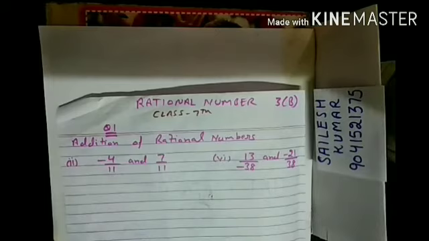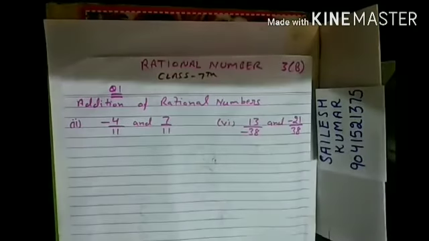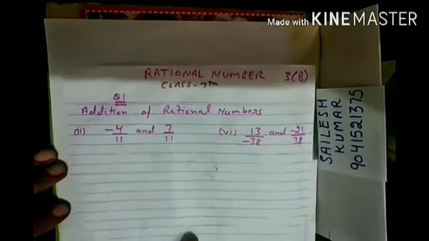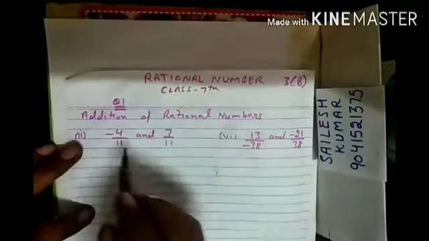This is exercise 3B, and in this video we will learn the addition and simplification of the rational numbers. So let's start with the first question. Now, addition of rational numbers.